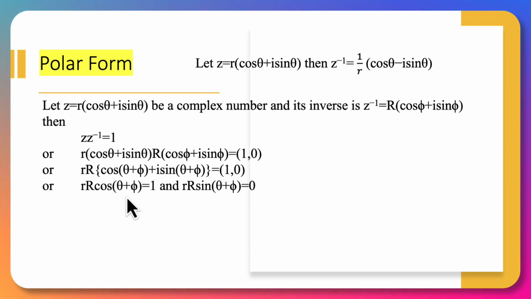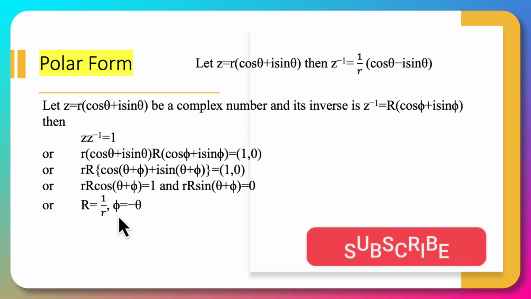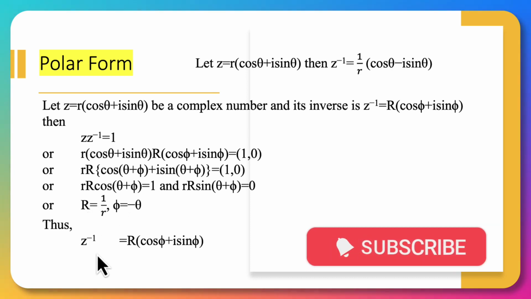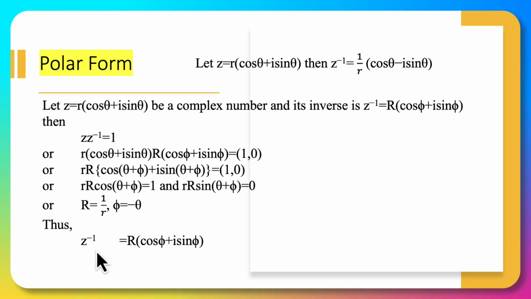Equating the real and imaginary parts separately, we will get r times capital R cos (theta plus phi) equals 1 and r times capital R sin (theta plus phi) equals 0, which gives that capital R equals 1 by r and phi equals minus theta. Thus, the complex number z inverse is 1 by r times (cos theta minus i sin theta).